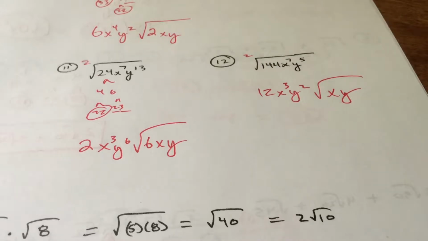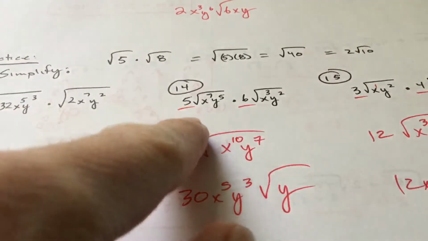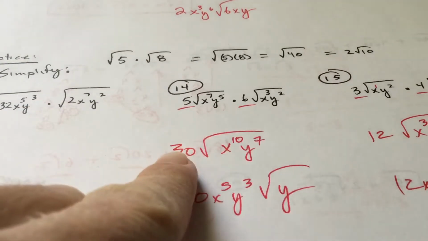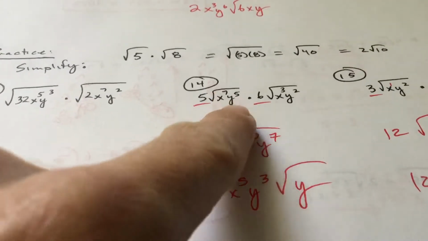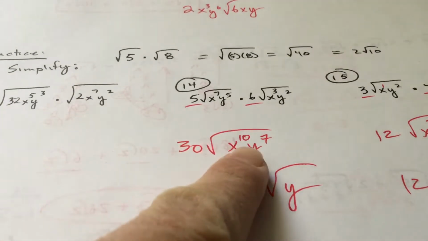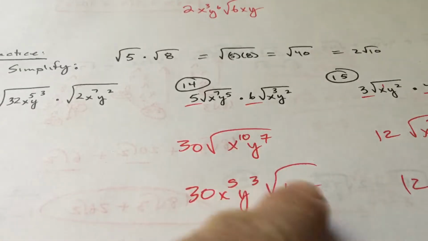Now, again, pause this whenever you need to. Here's what we do here. On 14, you're going to do 5 times 6. Let's just combine things first. 5 times 6 is 30. I can multiply the exponents. This would be x to the 10th. That would be y to the 7th. I'll break this down. That's an imaginary 2 on the outside. It goes into 10 5 times exactly. The imaginary 2 goes into 7 3 times with 1 left over.